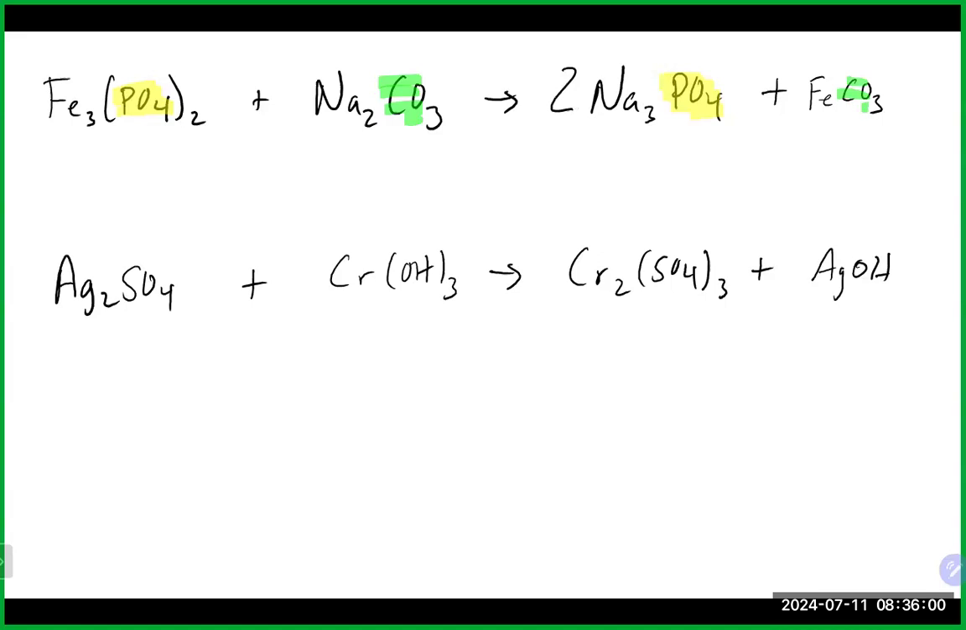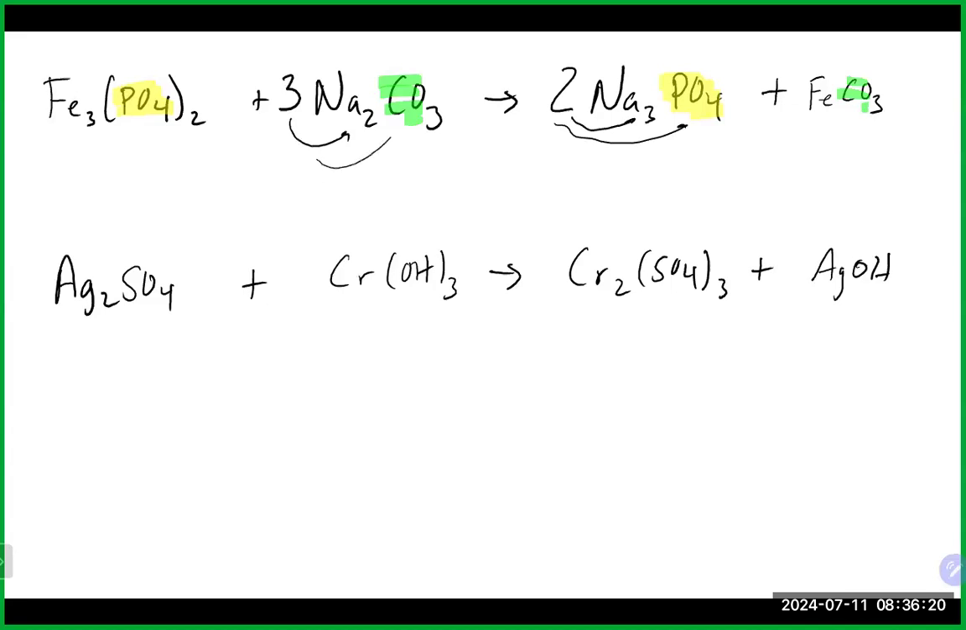Now, when you do this method, because we put the 2 to balance out the phosphate, the next place we want to go is whatever it's attached to, which is the sodium. So the sodium now is 6. So we want to go over to the left-hand side of sodium and make that a 6. So we need to put a 3. And when we do that, that gives it a 6.